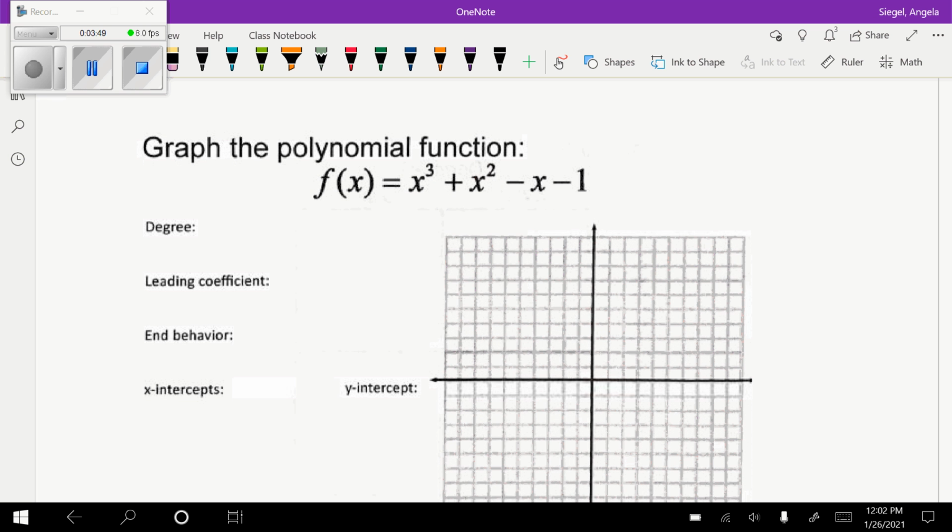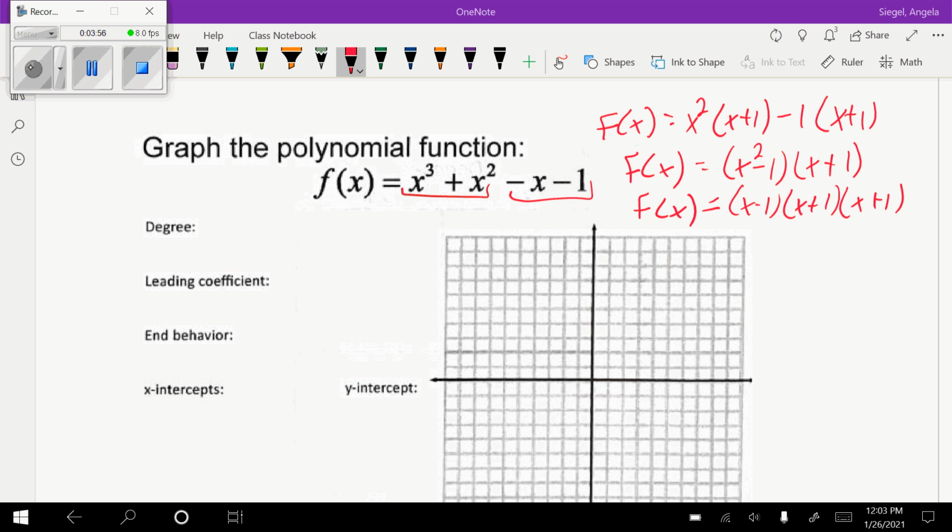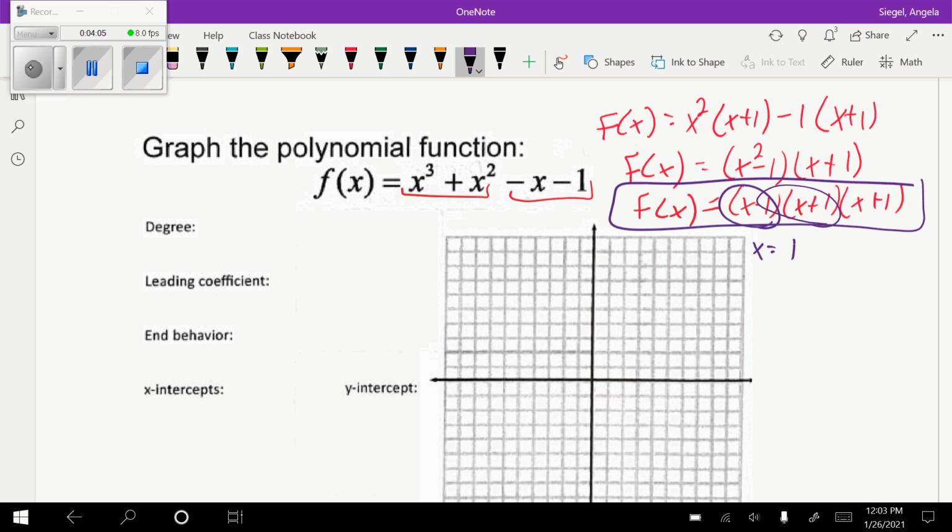So this one, we're going to have to work for a little bit. I'm going to do factor by grouping and see what happens. Okay, so I factored it completely, and I ended up with this. So my x-intercepts are x equals 1 right here, but then there's a repeat here. So that means that there's going to be a bounce at x equals -1. Okay, so our y-intercept, if we put zeros in here, is going to be 0, -1.